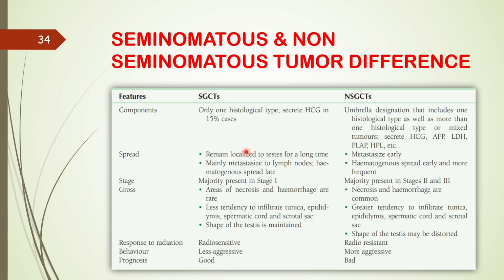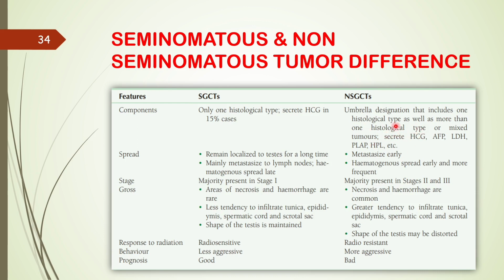All right. Now, what is the nutshell difference between seminoma and non-seminomatous tumors? This table shows why it is important to diagnose the individual tumor, because the prognosis of seminomatous tumor is good while that of non-seminomatous tumor is bad. What is the component of seminomatous tumor? In a seminomatous tumor, there is only one histology, cells with clear cytoplasm. They will secrete HCG in only 50% of cases. But a non-seminomatous germ cell tumor can present with more than one histological type.